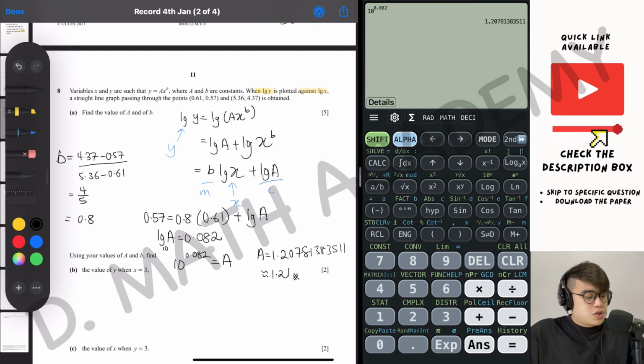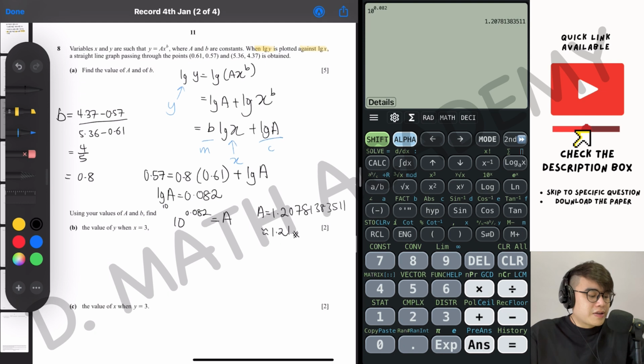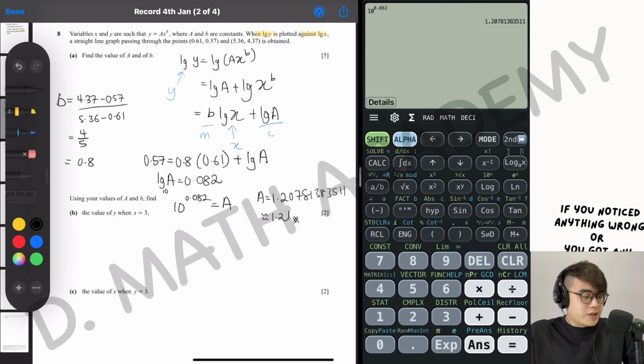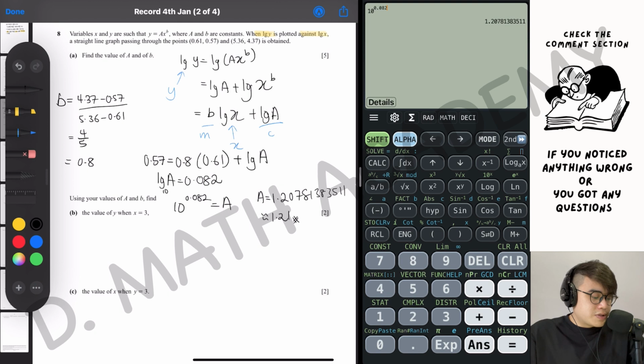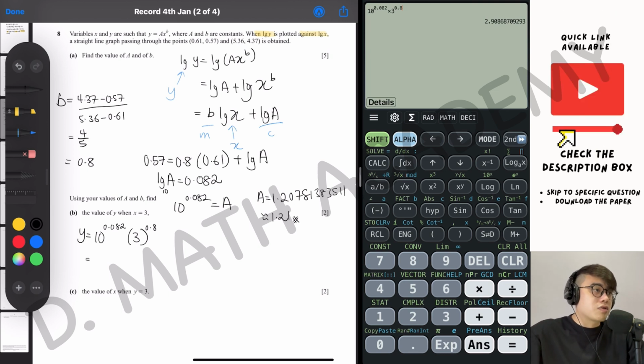The next part, they were asking us to find the value of y when x is 3. It would be easier if we use this because the equation is in the correct format. So A here is actually 10 to the power of 0.082. The reason why I wrote it this way is because I wanted to avoid any premature rounding. So I just key in accordingly 10 to the power of 0.082, multiplied with 3 to the power of 0.8. So you get your answer as 2.91 after correcting it to 3 significant figures.